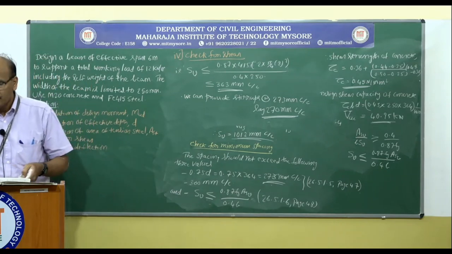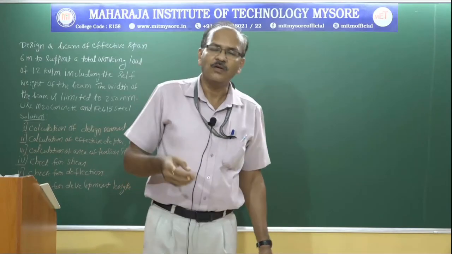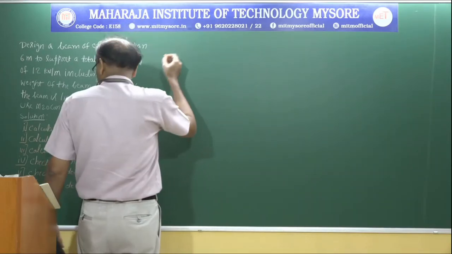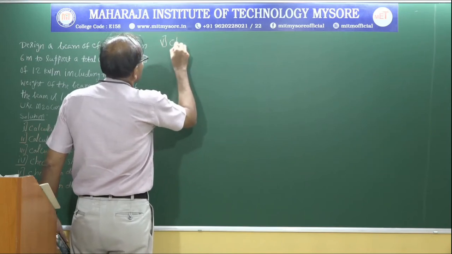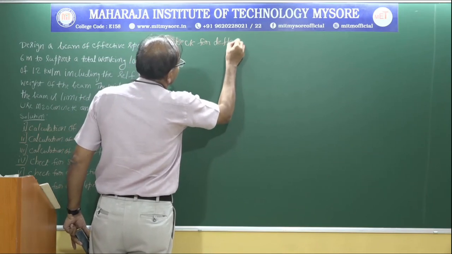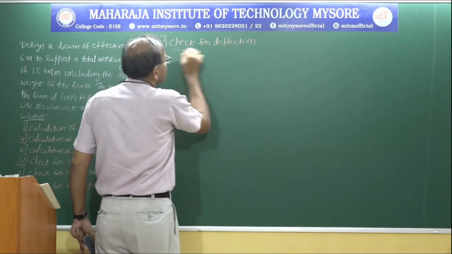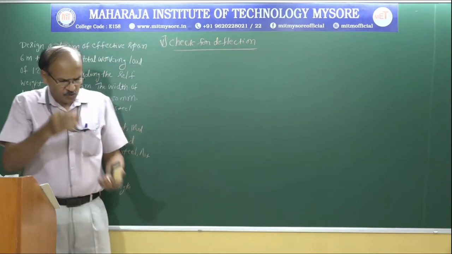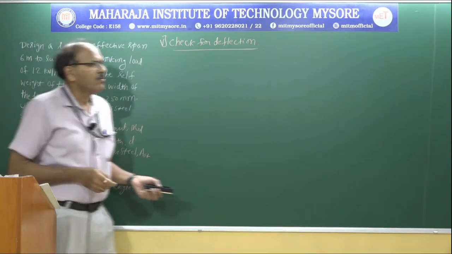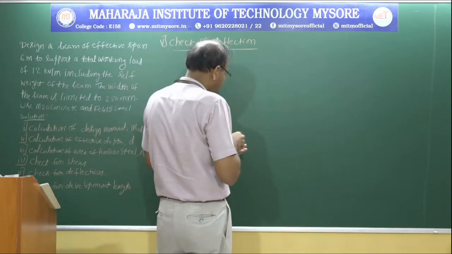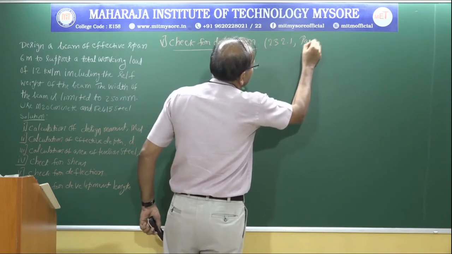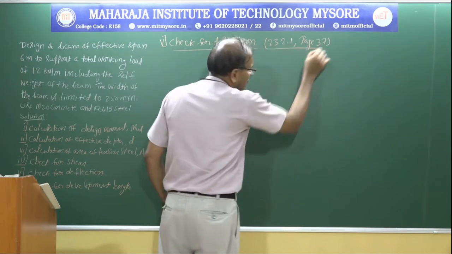Hello, now let us go with check with deflection. That is check for deflection, I mean. So that is check for deflection. Please open page number 37 of the code book. Page number 37, that is 23.2.1, page 37 of the code book.